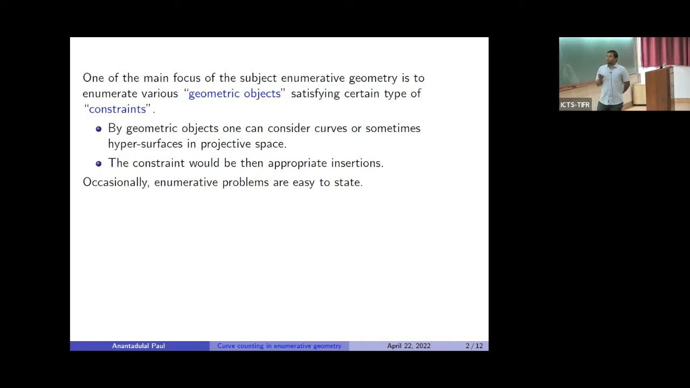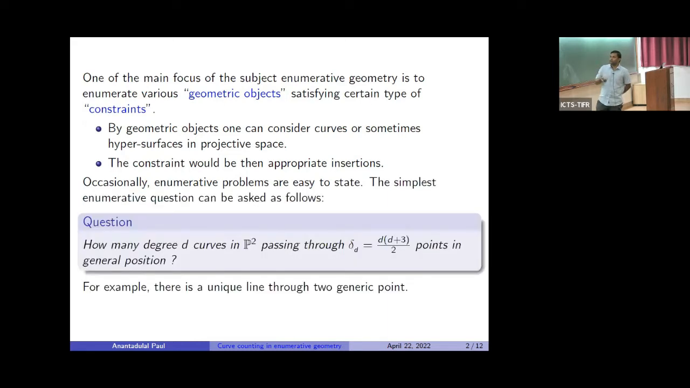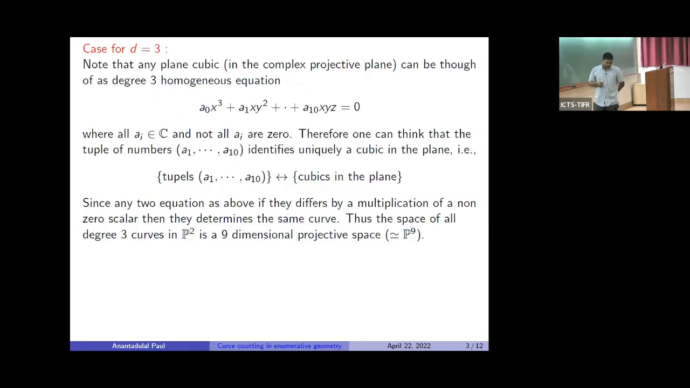Usually these problems are very easy to state, but finding solutions is very clumsy and needs various techniques from various subjects. One of the simplest kinds of questions is, we can ask how many degree d curves are there in P2, by which I mean CP2, passing through this many points in general position. By general position I mean almost all the points. For example, if d equals 1, then we will require 2 points, which is the picture. So let's understand the case for d equals 3. That might give you some intuition.